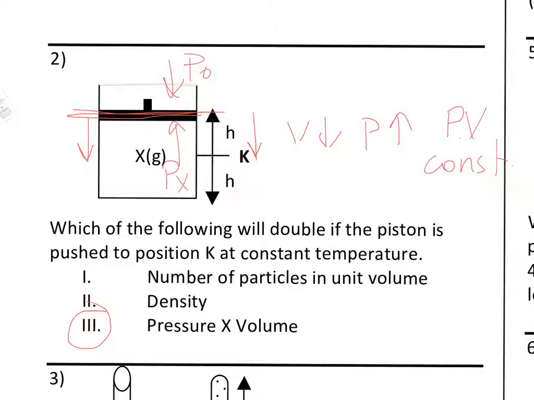What about number of particles in unit volume? When you make the volume 1/2, the number of particles that are present in unit volume is going to double. So this is going to be correct. Again, when you make the volume 1/2, the mass is not changing, so density is going to double. So number 2 is correct.